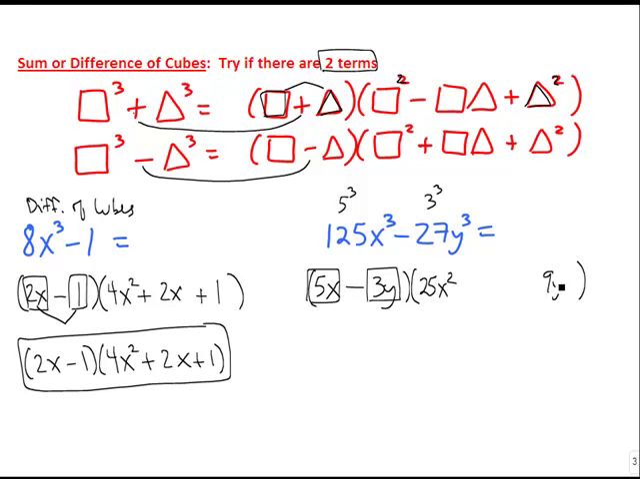That's 9y squared. That's always positive. And the middle term is these two multiplied together. 5x times 3y is 15xy. And the sign of it is opposite from what you started with. So we have minus, so this sign is plus. So our solution, 5x minus 3y, parentheses, 25x squared plus 15xy plus 9y squared.